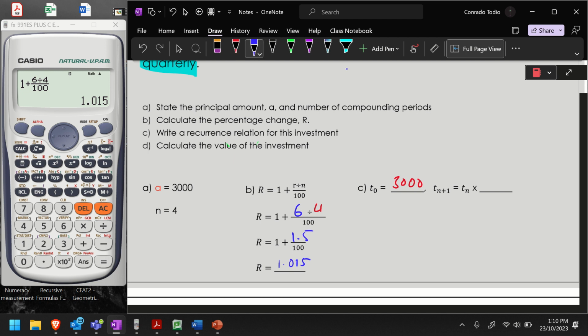The common what? The thing you're multiplying by. What's the common ratio here, Celine? Tell me. No, that's this guy here. That's the common ratio, 1.015. So this tells you that the starting number is 3,000, and to get the next number, you're multiplying by 1.015. Easy.